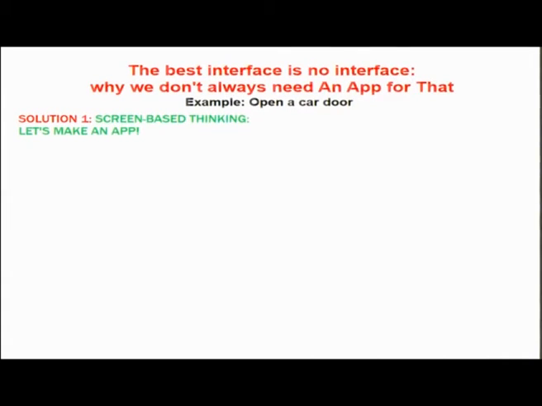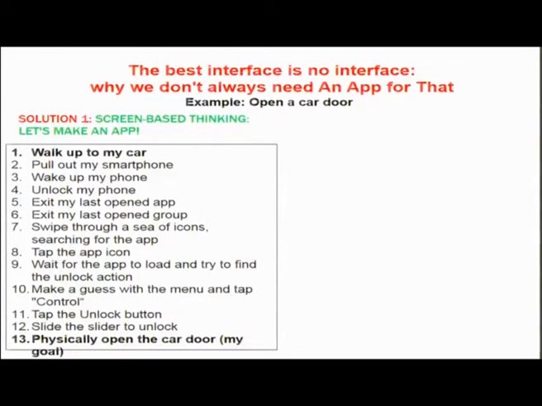So the first solution could be that you have a screen-based thinking process to make an app, where you walk up to a car, pull out the smartphone, wake up the phone, unlock the phone, exit the last opened app, swipe through the sea of icons searching for the app, tap the app icon, wait for the app to load and try to find the unlock action, make a guess with the menu and tap control, tap the unlock button, then slide the slider to unlock, and physically open the car door. So this is not the goal. This is a very complex solution.